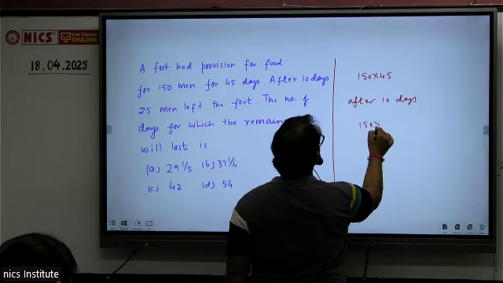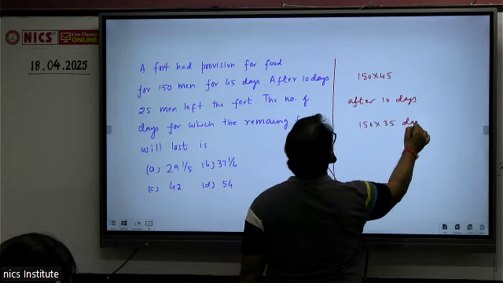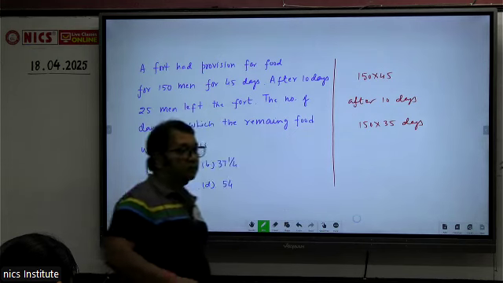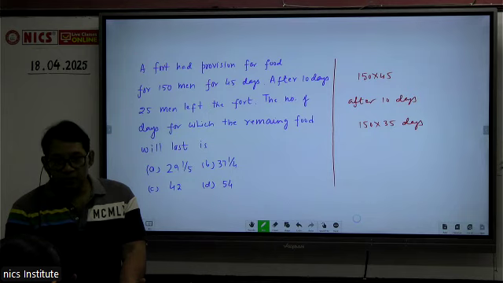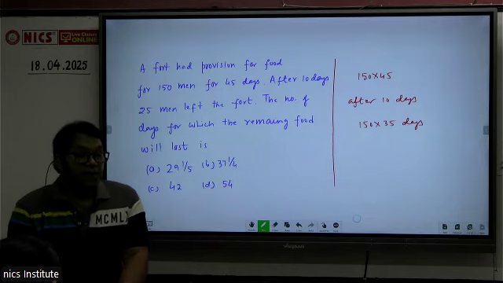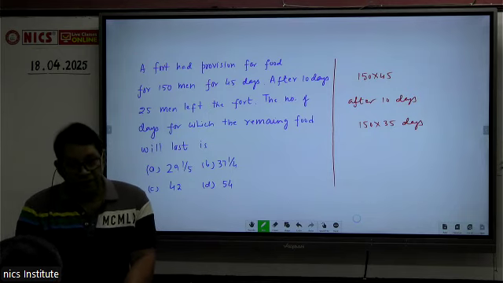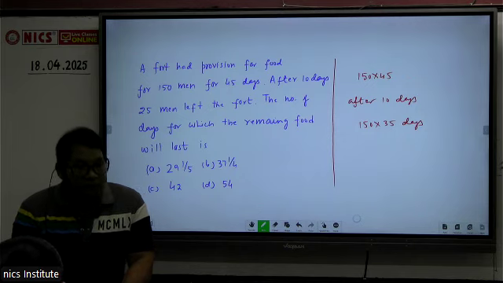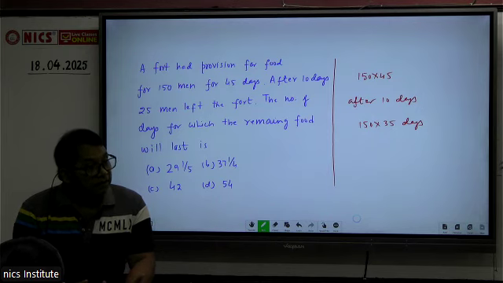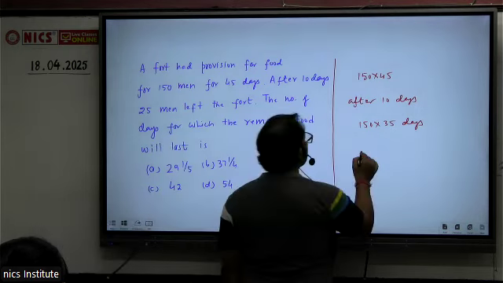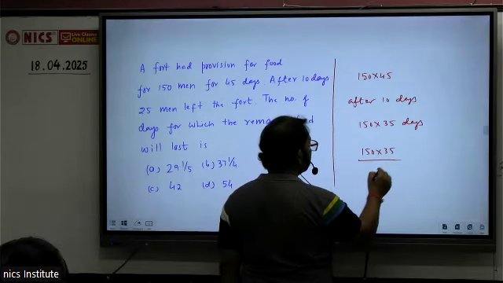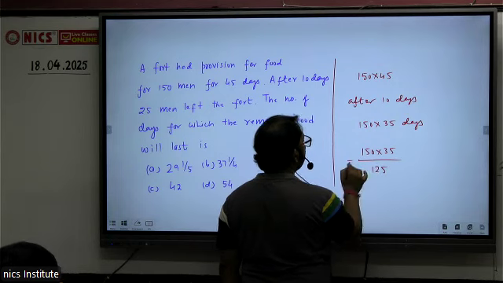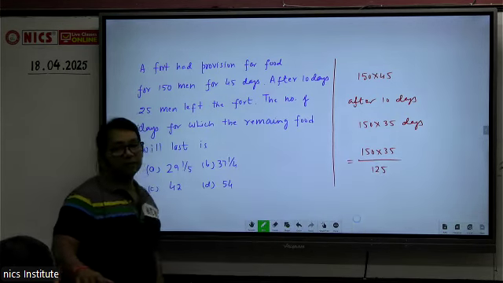150 people could eat for remaining 35 days. Because 10 days, they were there, all of them. So they have eaten the food. So number of meals left is 150 into 35. That means if there were 150 people, they could eat for 35 days. But now the number of people have decreased. So for how many days can they eat? 150 into 35 is total number of meals divided by number of people left. This would be the answer.